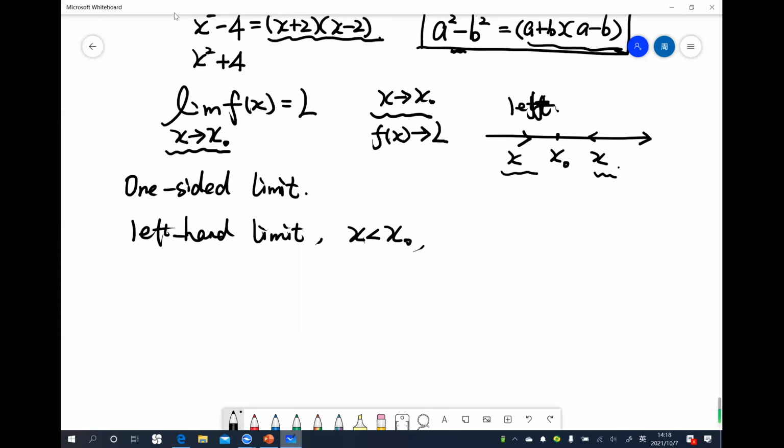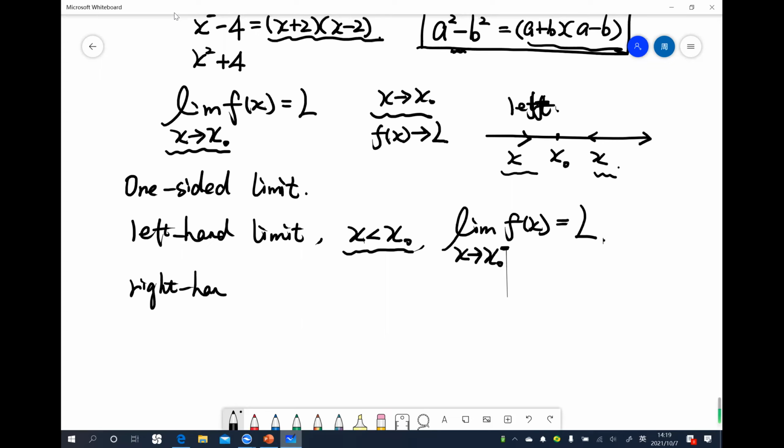So here, if as x approaches x0 from the left, the value of the function always approaches the same number, we call it the left-hand limit. So we can write it like this. The limit of the function f(x), the same as before, but here x approaches x0 from the left. Here we write a minus sign, and it equals L. L is a constant.